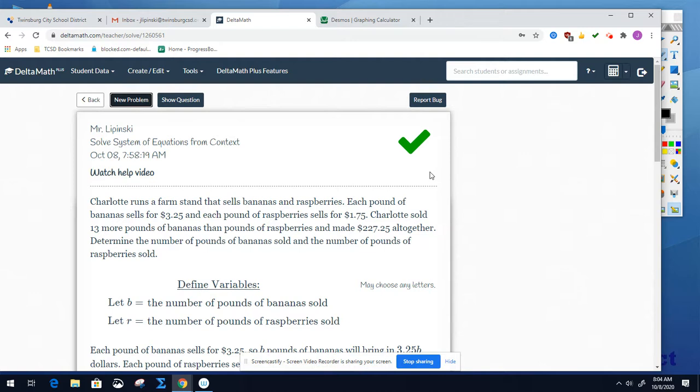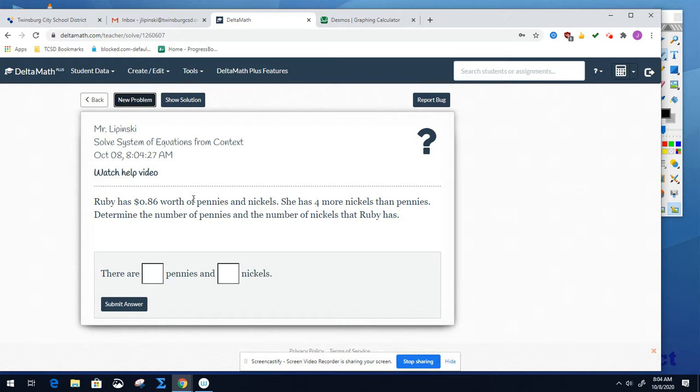So again, set up your equation. Make sure you establish what your variables are equal to. If you wanted to do a few more of these, with money, you're going to have an equation with let x equal pennies, y equals nickels. It doesn't tell you how much a penny is worth or how much a nickel is worth. That's assumed you know. So it'd be 0.1x plus 0.05y equals 0.86. And then you set up your second equation. She has 4 more nickels than pennies. So more nickels, so we would let y equal x plus 4.